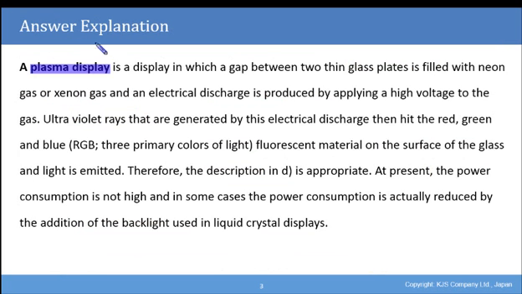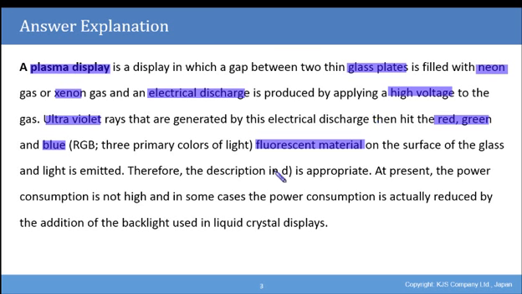So a plasma display is a display in which a gap between two thin glass plates is filled with neon or xenon gas, and an electrical discharge is produced by applying a high voltage to the gas. UV rays, or ultraviolet rays, are then generated by this electrical discharge, which then hit red, green and blue, RGB, the three primary colours of light, fluorescent material on the surface of the glass, and light is emitted.